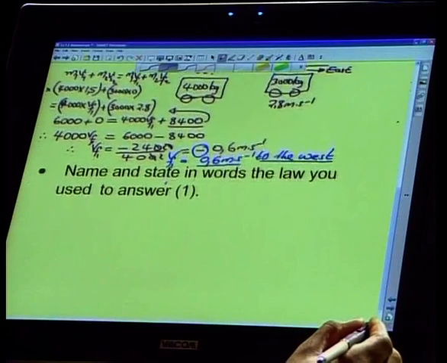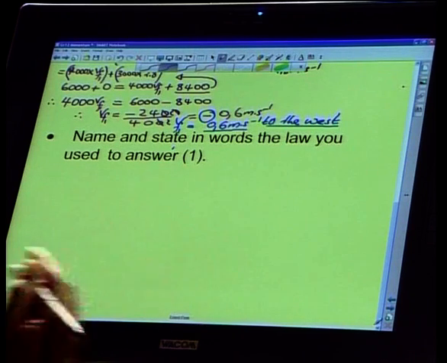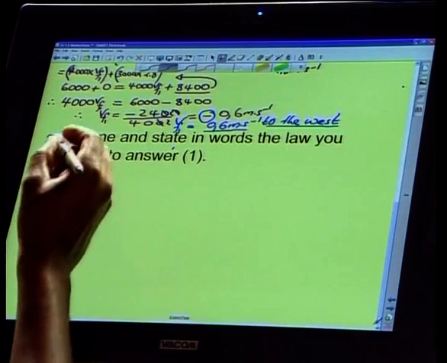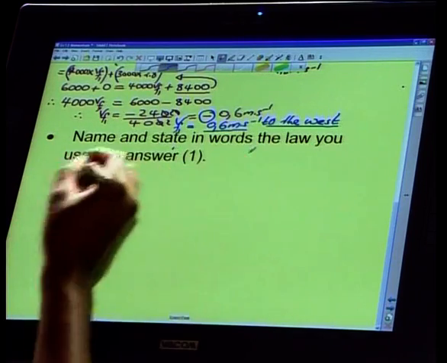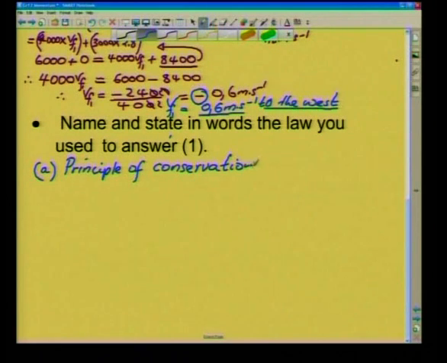Okay, now let's come down here to the last question of the day. Name and state in words the law you used to answer number 1. What was the name of the law? Let's answer this question in 2 parts. The name of the law is the principle of conservation of momentum.